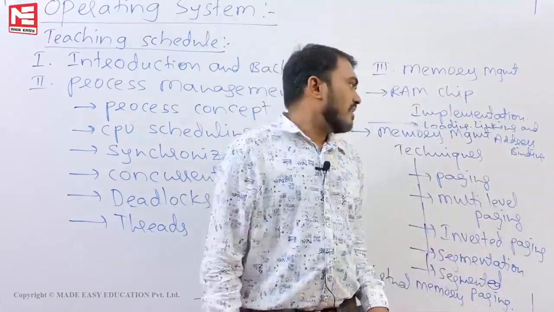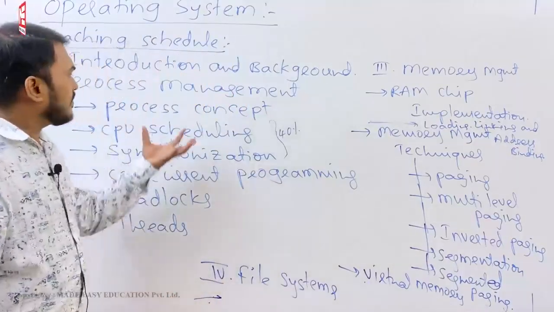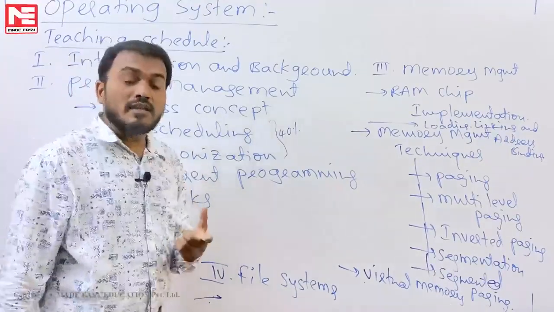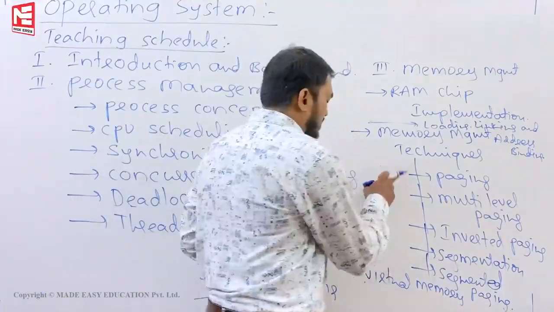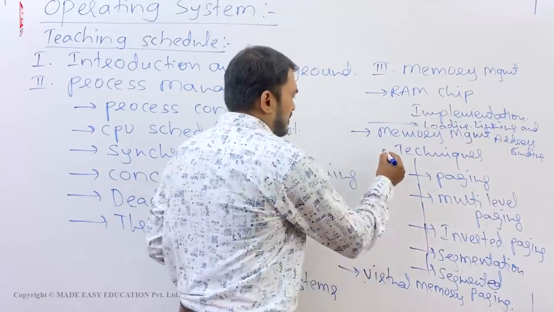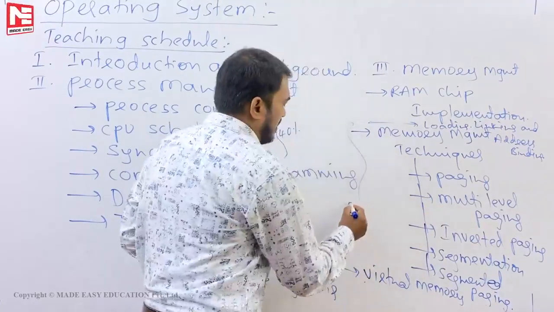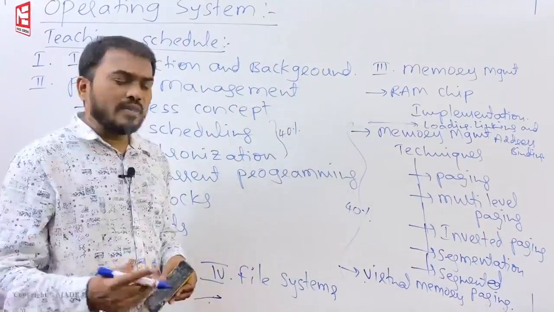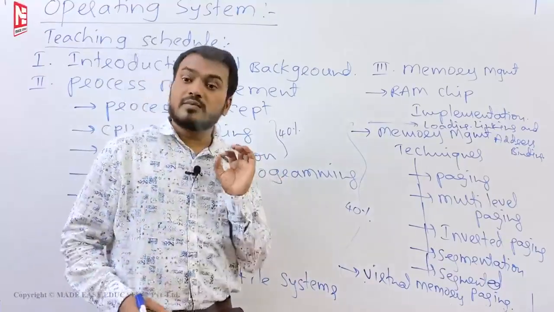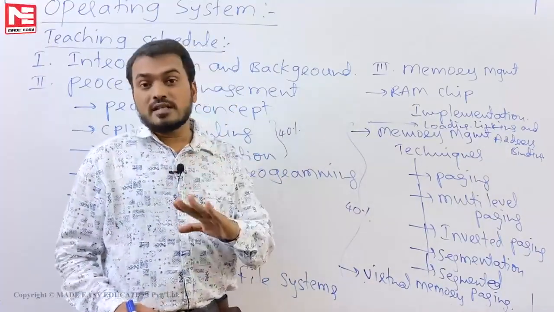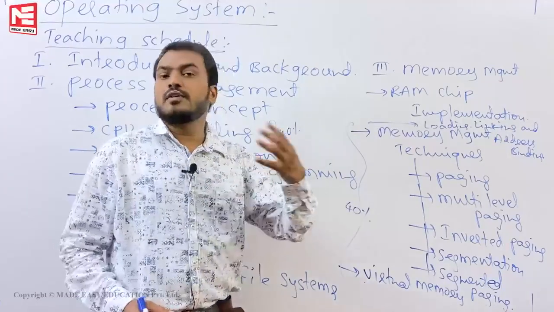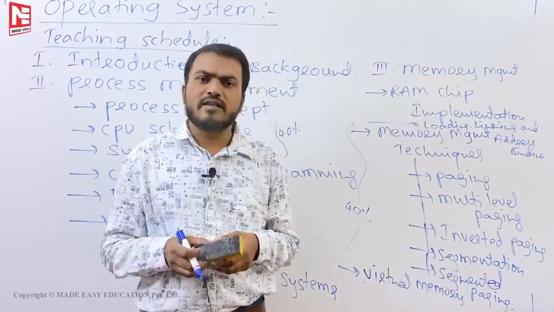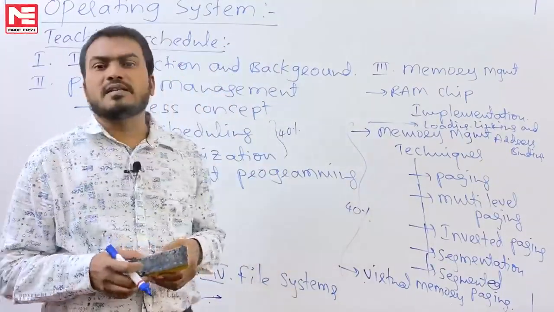Now understand here. I said 40% of questions come from process management, and the next 40% of questions will come from these two areas: memory management techniques and virtual memory. Remember, the 40% and 40% I am writing is based on the analysis of previous GATE question papers, and the remaining 20% can be from anywhere. So that is about the syllabus.